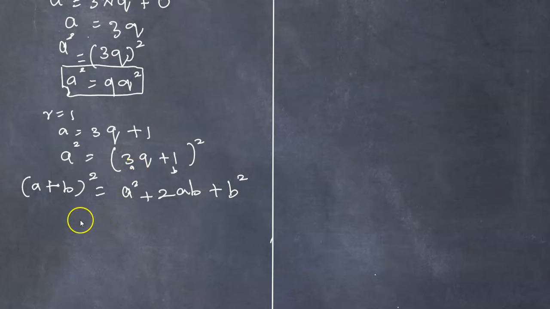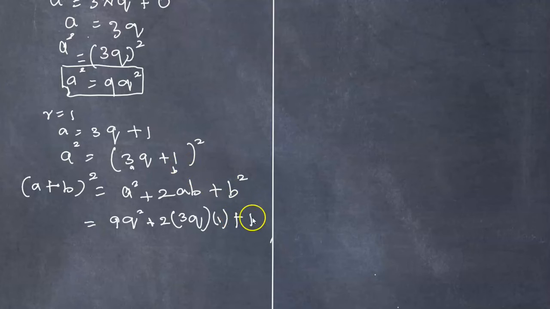A is 3Q, which means 3 3s are 9 and Q square plus 2 into, substitute the value of A, 3Q, and substitute the value of B, 1, plus B square. What is the value of B? It is 1. 1 square, which is 1. So, this is equal to 9Q square plus 2 into 3 is 6, 6 into 1 is 6. So, 6Q plus 1.